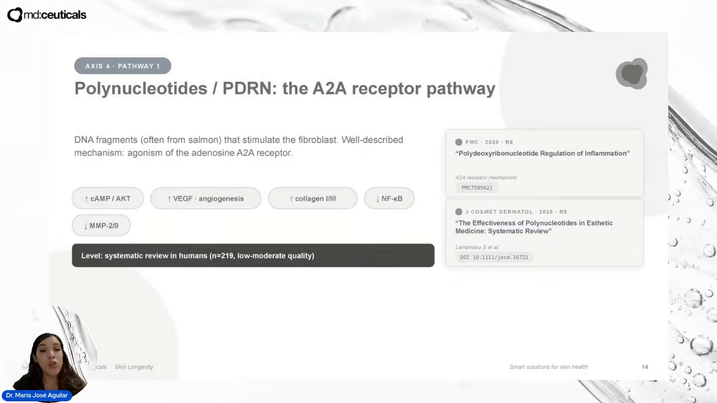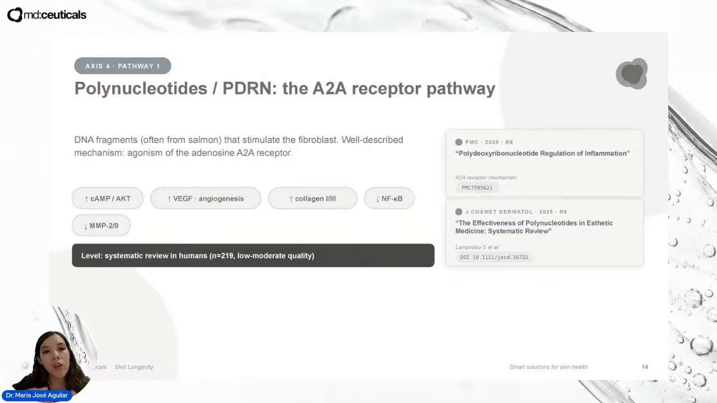We have the long chain of polynucleotides, popularly known as polynucleotide acids, and we have the short chain of polynucleotides, named PDRN. Both of these chains work in the same pathway, the A2A receptors. This line of activity helps us with angiogenesis and helps us produce the vascular endothelial growth factor, and in the end, it increases the nourishing in the tissue.